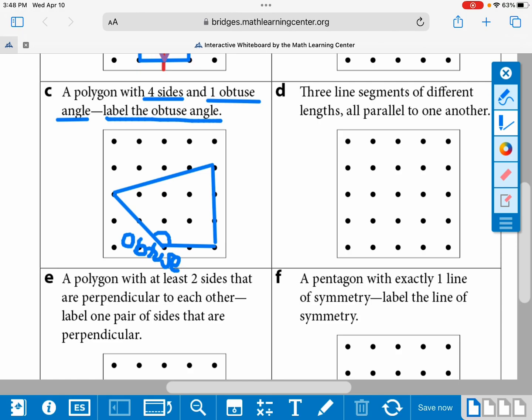Here we need 3 line segments. So this is just 3 lines. This is not a shape. This is just 3 lines of different lengths, all parallel. There we go. 3 line segments. All of them are different lengths. All of them are parallel.